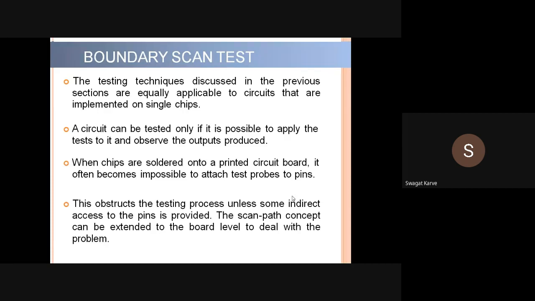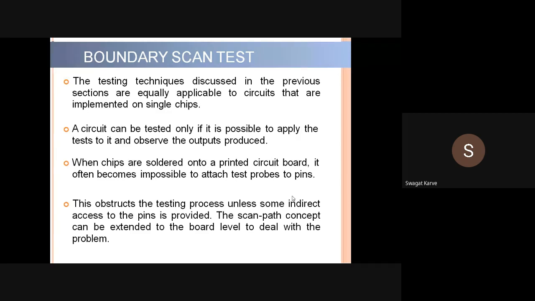And if you want to check that pin, what will be the solution? So this CAN part concept can be extended to the board level also to deal with the problem. That means when you have very complex PCBs or double-sided PCBs where it is difficult to get the pins separated, nowadays much finer PCBs are available, and most of the PCBs are double-sided. So you cannot have soldered pins brought out and then attach test probes and measure the current and voltage. It is not possible.